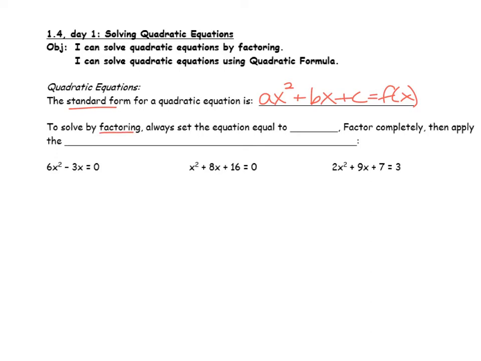When you factor, you always want to set your equation equal to 0. Then factor completely, including common factoring, including trying to just break apart c, or doing that earmuff method where we multiply a times c and split to get b. Once you've factored your equation completely, then what you want to do is apply what's called the zero product property.